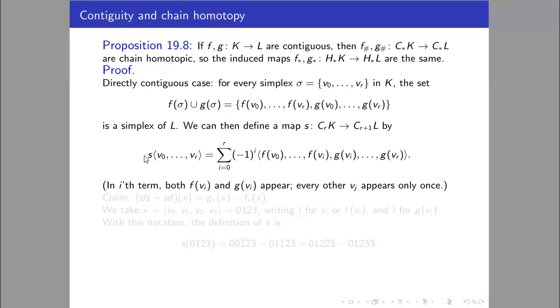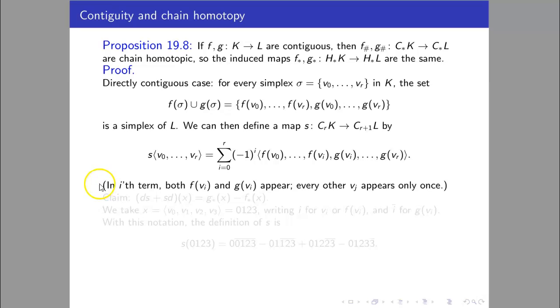So the definition is that we apply S to this. You've got a sum of terms indexed I from 0 up to I equals R. And in the term number I, you've got an F of VI and also a G of VI. These are, of course, all just vertices of L. As well as the F of VI, you've got all the VJs for J up as far as I. You start with F of V0, F of V1, all the way up to F of VI. Then you have G of VI as well, and then past VI you have G's again. So you've got G of VI plus 1 all the way up to G of VR.